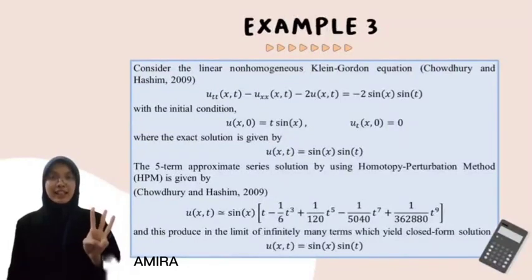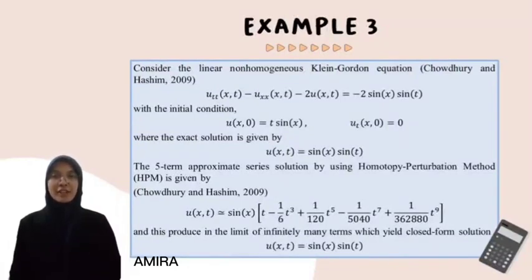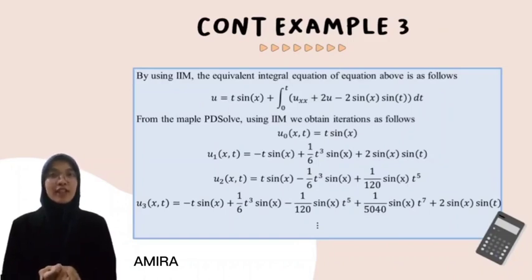For example 3, the linear non-homogeneous Klein-Gordon equation is taken from research by Chaudhuri and Hashim in 2009. From here, we can see that given the initial condition along with the exact solutions, in this study, the homotopy perturbation method is used to solve the equation. Next, we solve the equation by using IIM, where the equivalent integral equation is obtained by substituting u equals f of x plus N of u, which was mentioned in the implementation part. Then, we run the command in Maple and these iterations are obtained.